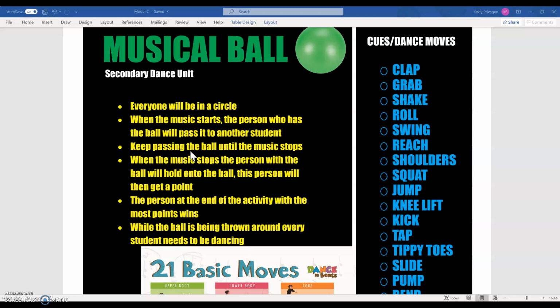When the music starts, the person who has the ball will pass it to another student. We will keep passing the ball until the music stops. When the music stops, the person with the ball will hold on to the ball, and this person will then get a point. At the end of the activity, the person with the most points wins. While the ball is being thrown around, every student needs to be dancing. There is not a certain dance that we have to be doing, but you just have to be dancing.